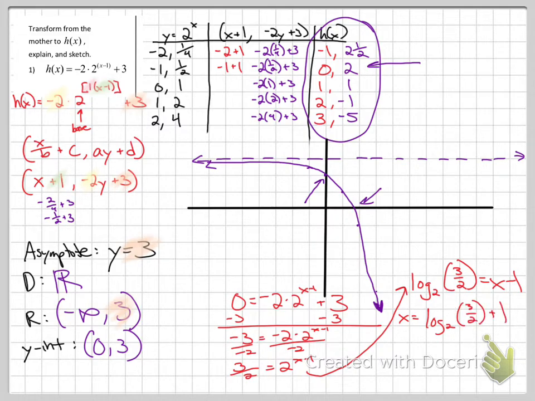So my x-intercept, even though it's a mess without a calculator, that's as far as you can go, it's the point log base 2 of 3/2 plus 1 comma 0.